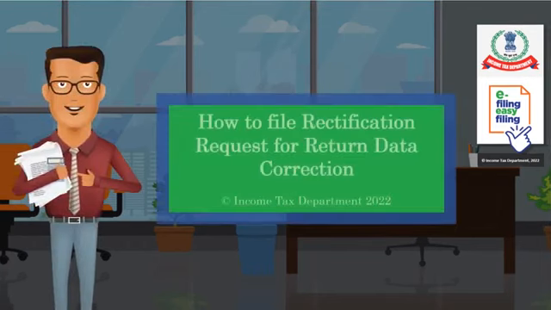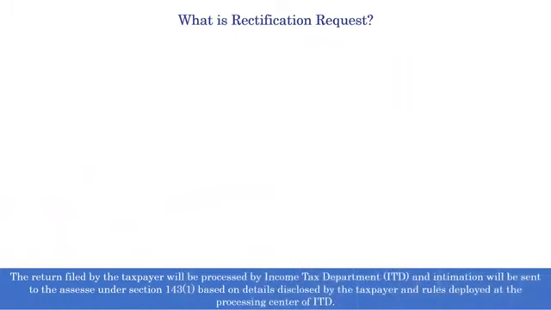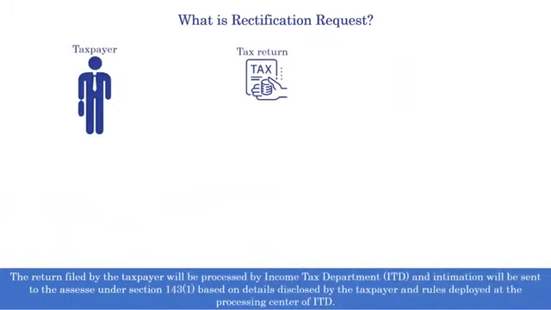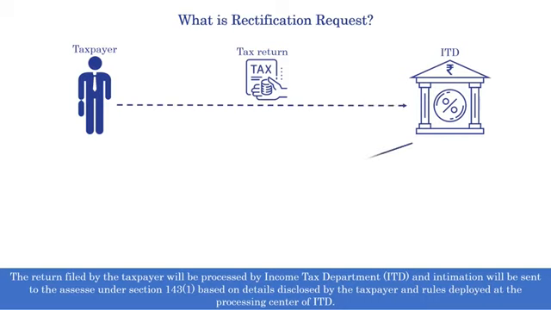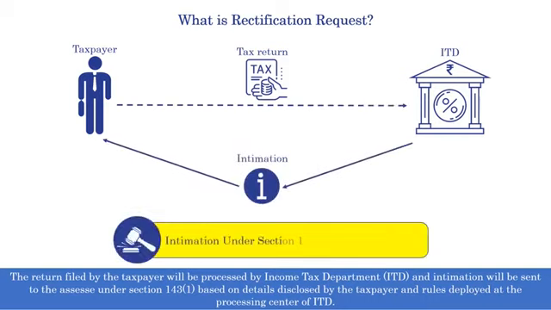This video is on how to file rectification request for return data correction. Let us first see what is a rectification request. When a return is filed by a taxpayer, it is processed by the Income Tax Department and an intimation is sent to the taxpayer under Section 143 subsection 1 based on the details disclosed by the taxpayer and the rules deployed by the Processing Center of Income Tax Department.